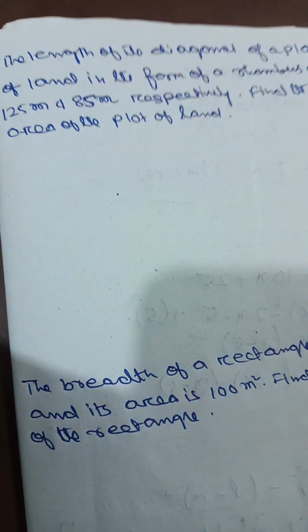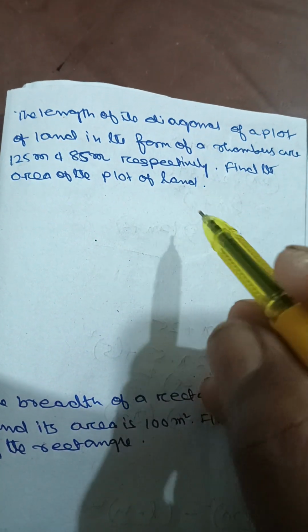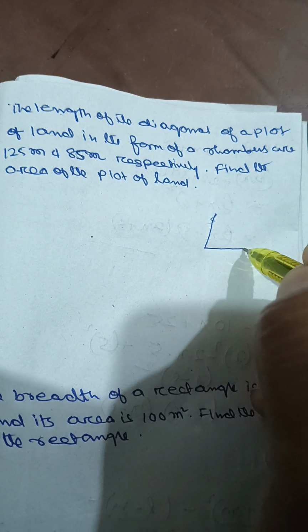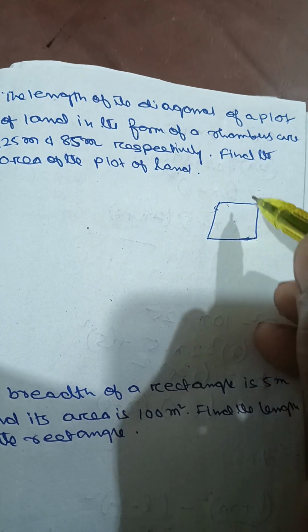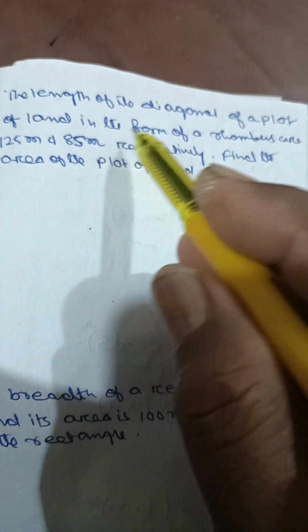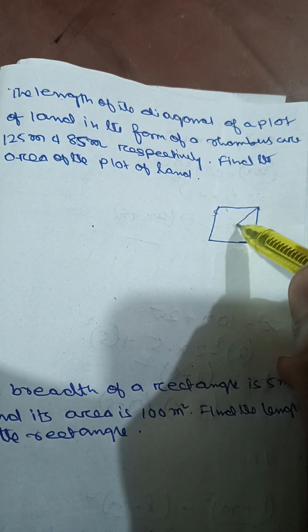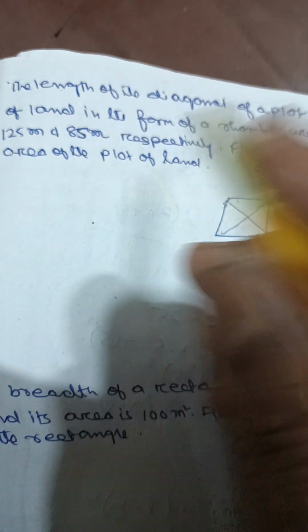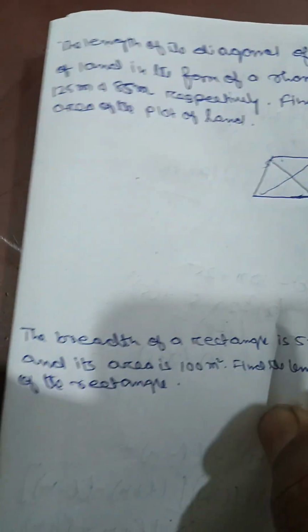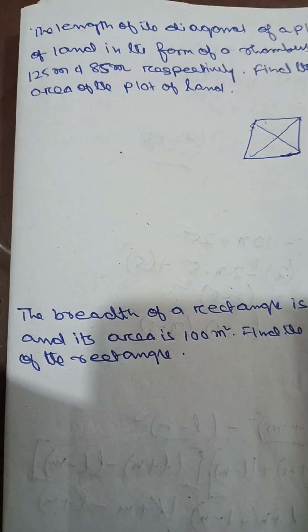Another question. Question is: length of the diagonals of a plot of land in the form of a rhombus. You see, this is the image of the rhombus. Okay, all sides are equal, and here two diagonals are there in a rhombus. This is one diagonal, this is another diagonal, and their measurements are given: 125 is one diagonal and 85 is another diagonal. So you have to find the area of the plot.